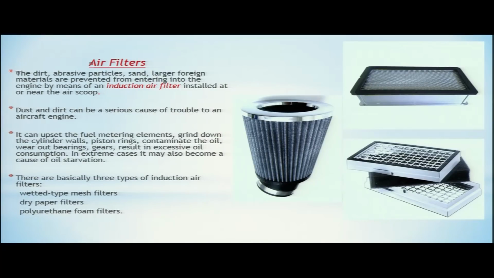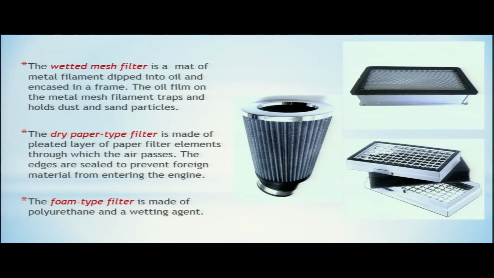There are basically three types of induction air filters: wetted type mesh filters, dry paper filters, and polyurethane foam filters. We will show you these three types of filters on the aircraft. Different aircraft have different types of filters, but the basic purpose of all the filters is the same: to filter out impurities, dust, dirt, and abrasive particles from the air entering the induction system. The wetted mesh filter is a mat of metal filament dipped into oil and encased in a frame.